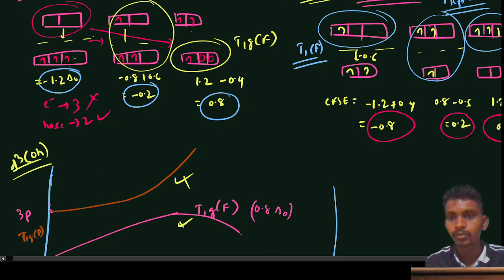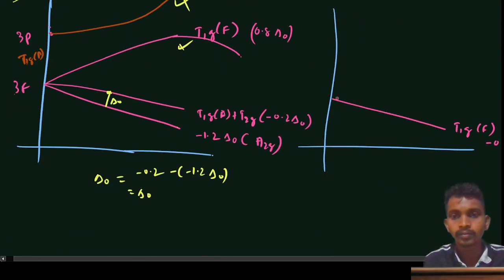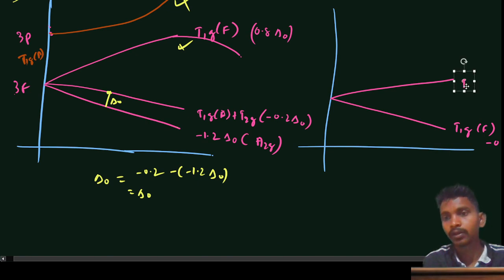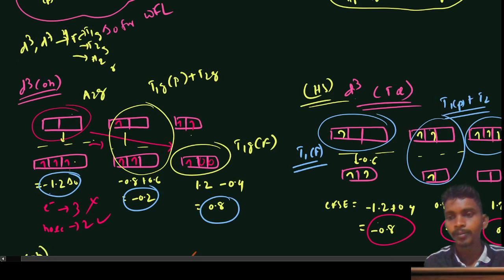After that 0.2. Okay, for this T1G and T2. T1G plus T2G is not there for a tetrahedral case, we can't use T1 plus T2, and its value is 0.2 delta T, and the other case is A2, and A2 is here, how much? That is 0.6.